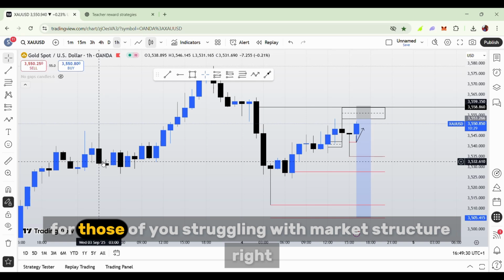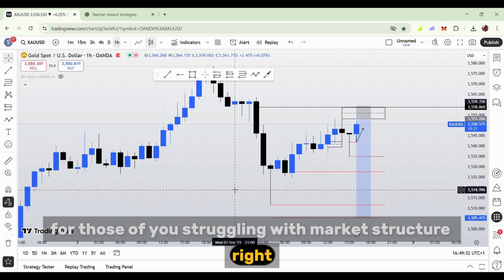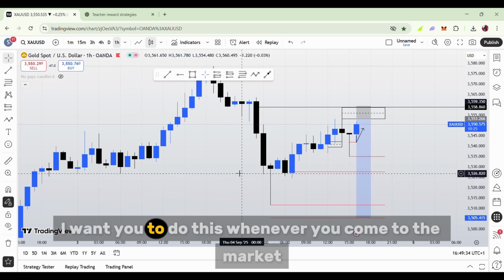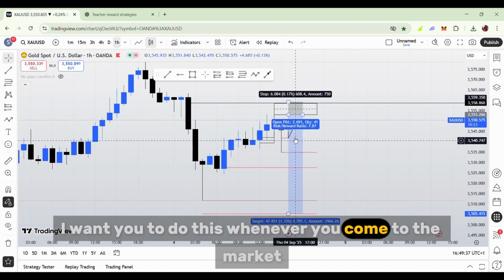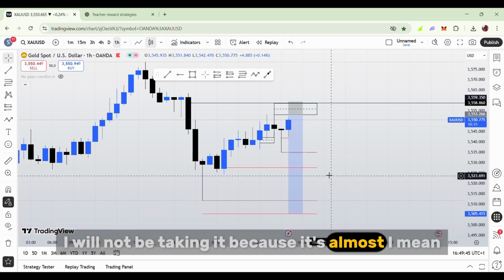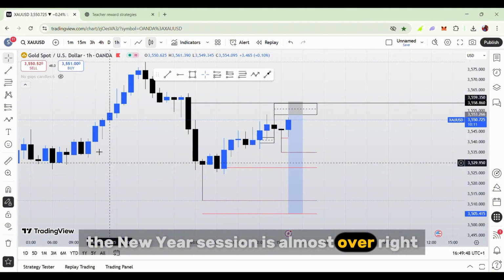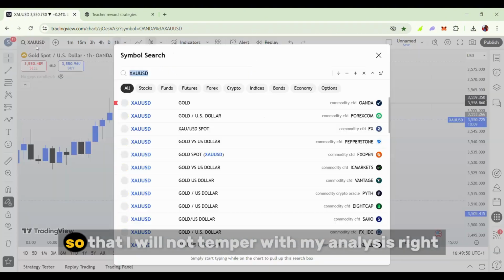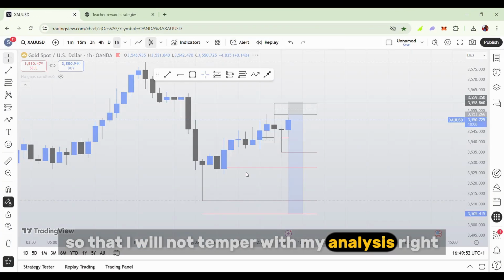For those of you struggling with market structure, I want you to do this whenever you come to the market. This is an analysis I have on gold. I will not be taking it because the new year session is almost over, so I'm going to change this so that I will not tamper with my analysis.